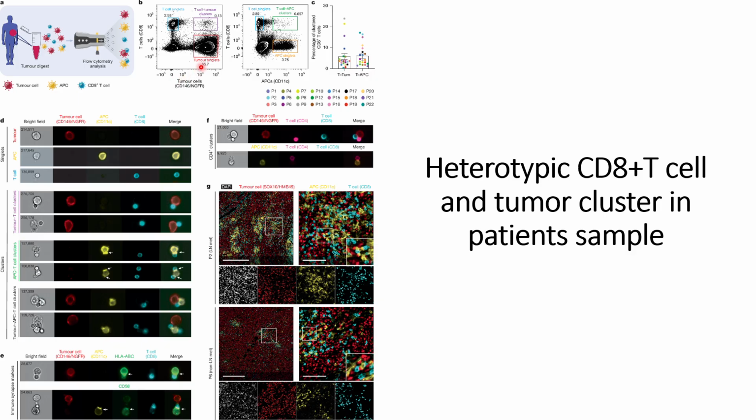And when they checked for the tumor cell and T cell cluster formations, they were able to see that T cell tumor cell clusters are formed. Along with that, the T cell APC clusters are also formed, indicating the activation of these T cells by APC. And they saw these results in all the 22 patients that they checked. The combined results are shown in this panel C.